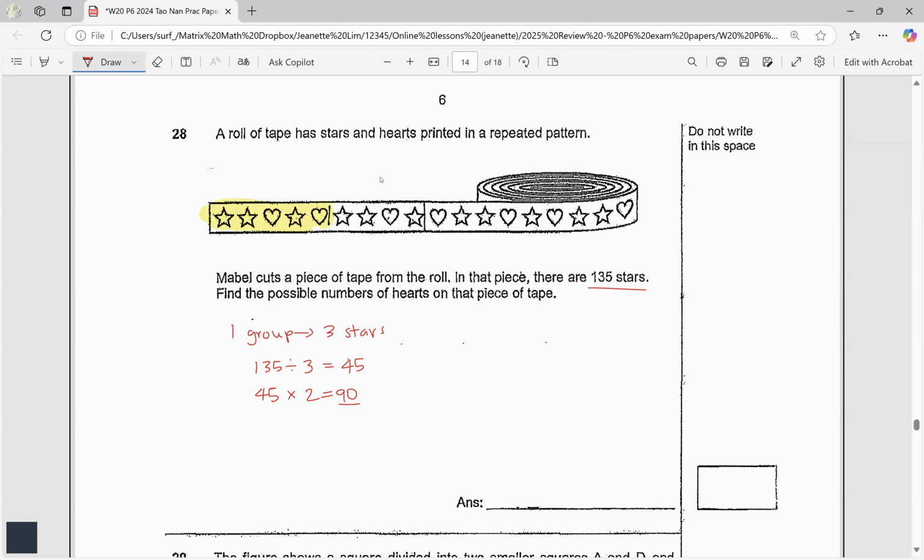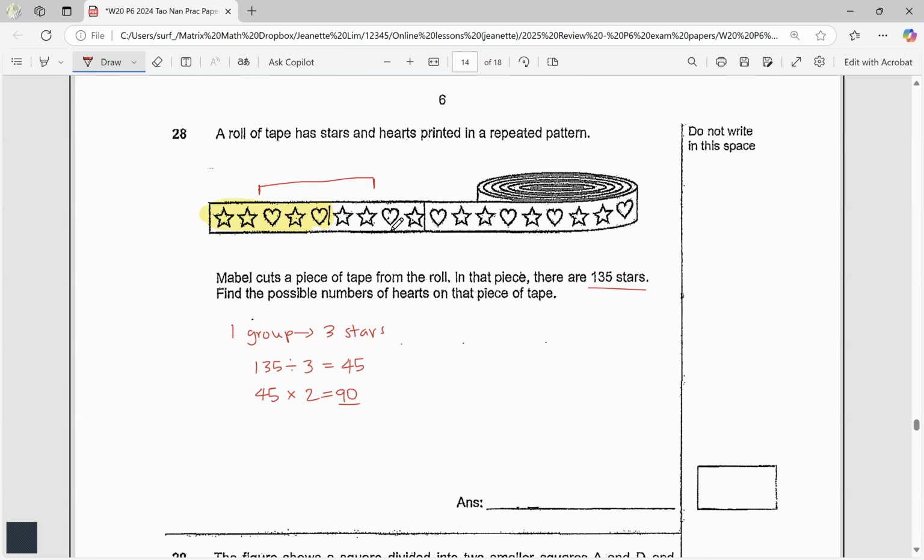Okay, what if it's from the heart? Like that. So what if this is one group, and then 135 stars, you end off with this star as the last shape of the pattern. Can I say that there's another heart behind it? Can, because technically, even if I add one more heart behind it, it's still 135 stars. They're not limiting the number of shapes that I can have. So if my 45th group ends here, I technically can have one more shape, which is a heart.